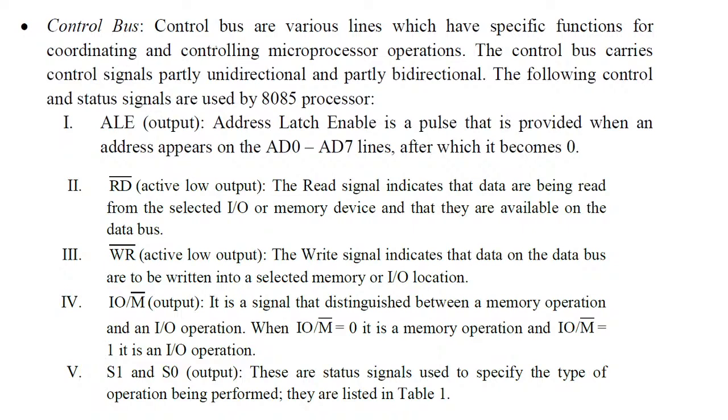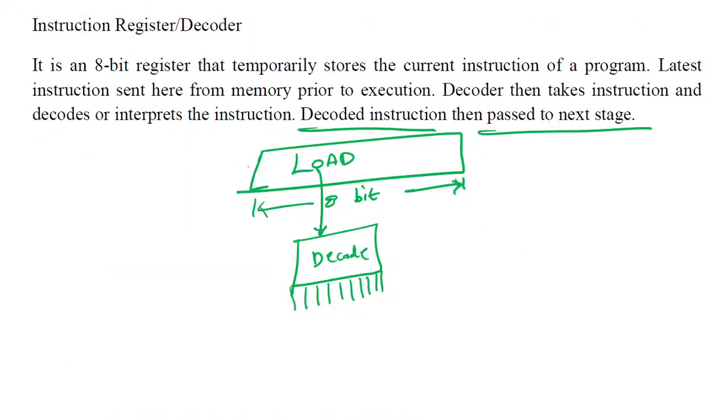Then we have the control bus. The control bus consists of various lines which have specific functions for coordinating and controlling the microprocessor operations. For example, we have a control signal called ALE, address latch enable. It is a pulse that is provided when an address appears on the AD0 to AD7 lines, after which it becomes 0. You will see that the address and data lines in the pin diagram are actually multiplexed lines. Multiplexed lines means that in the microprocessor we have only 16 lines in total.